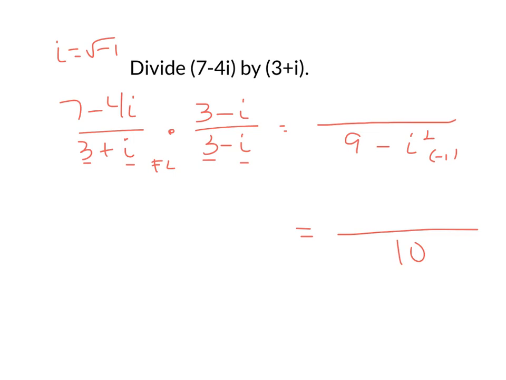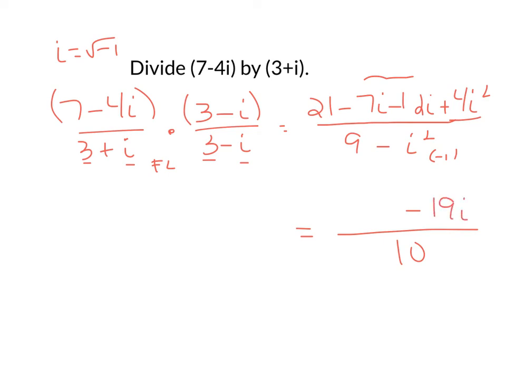My numerator, I have no choice here except to multiply this times this, which means I'm doing FOIL in my numerator. 7 times 3 is 21. That's first. Outer, negative 7i. Inner, negative 12i. Last, plus 4i squared. All right, so I have these i's in the middle, which, if I combine those, I get negative 19i. Now the i squared here, remember, is negative 1, so it's going to make that 4 become negative 4. So I have a 21 here, minus 4, which is 17, minus 19i over 10.